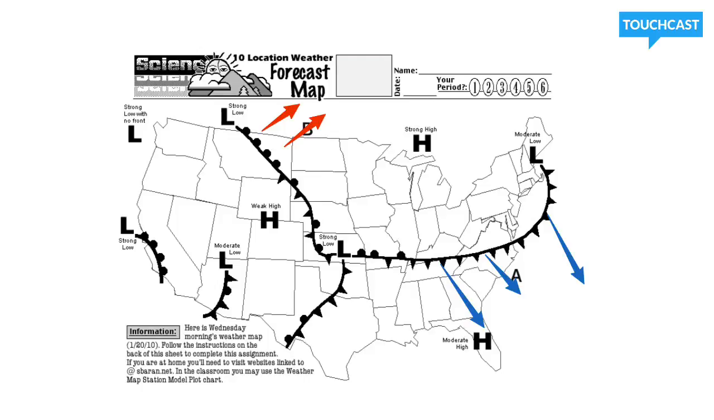Alright, the last thing we're going to look at here is if you look right here at this part of the stationary front, that area is going to get a lot of rain because the front's not really moving, and you have cold air meeting with warm air, and nine times out of ten that causes a large quantity of rain or precipitation.